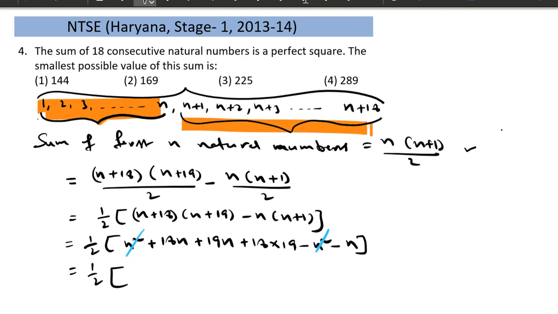What about that value? 37n plus 18 into 19 minus n by 2. Then here 37n minus n, that is 36n. So 1 by 2 into 36n plus 18 into 19.